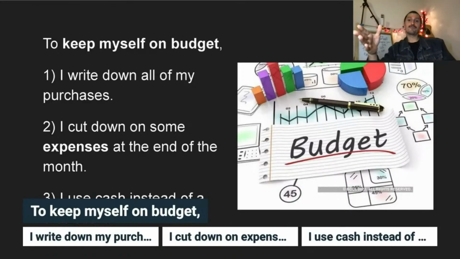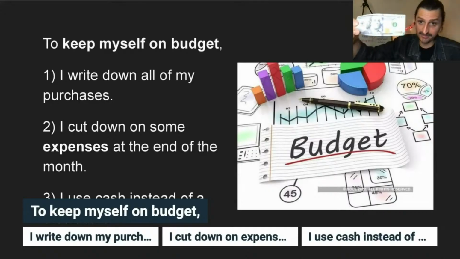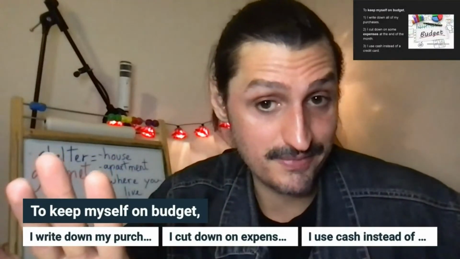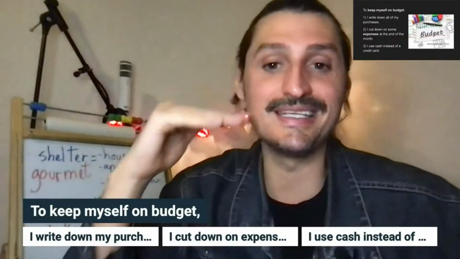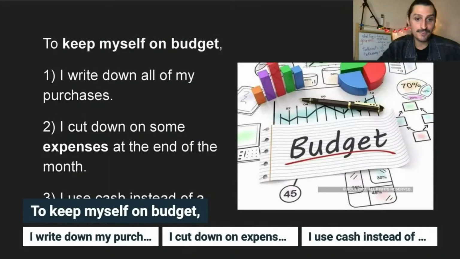Okay, so in this question, you use keep myself on budget, meaning your budget. For example, my budget for food is $500 every month. That's my budget. I can spend $500 every month, not more. 500 is the limit of how much I can spend. I write down my purchases. I write down what I spend, right?